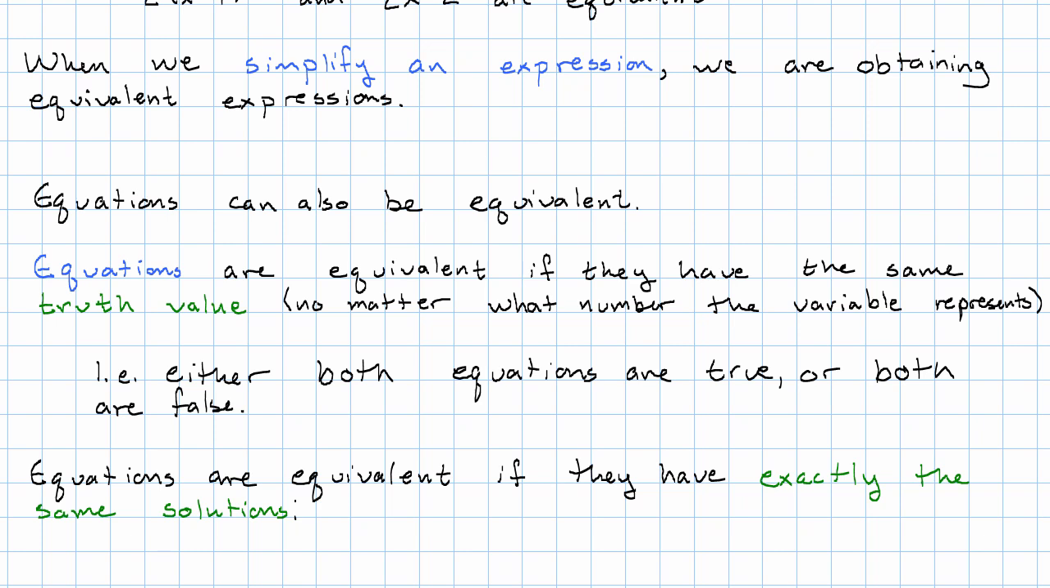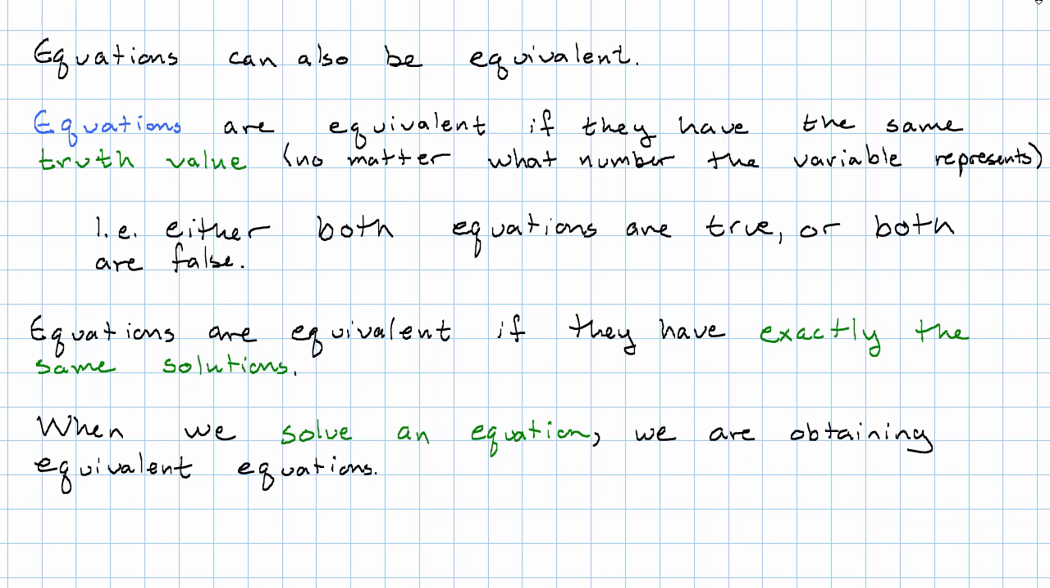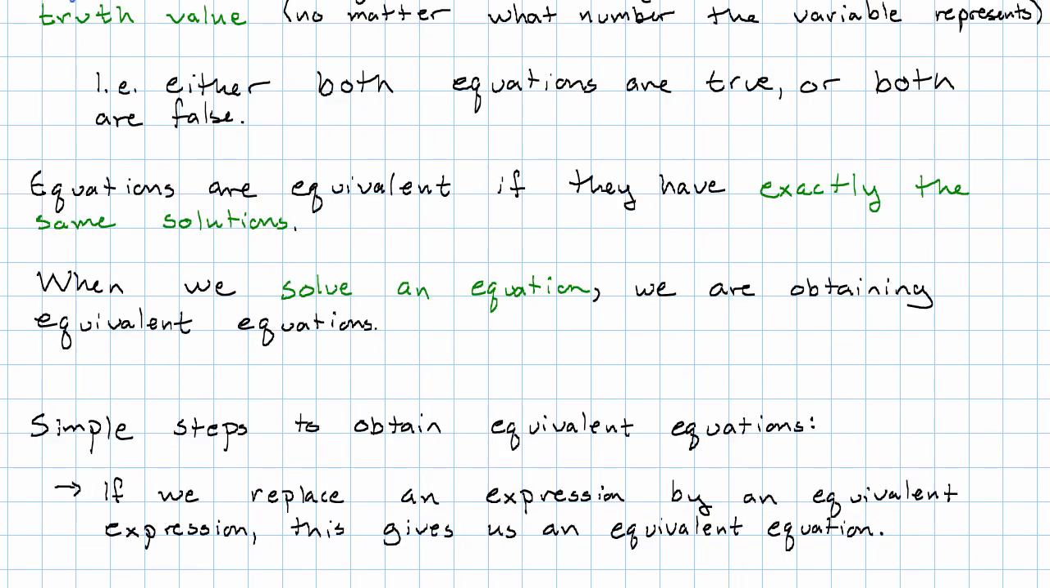Our goal in solving an equation will be to obtain an equivalent equation where it's easy to see what the solutions are. So when we solve an equation, we're performing a series of steps that give us equivalent equations. Now, there are some very simple steps that very obviously give us equivalent equations. If we replace an expression by an expression equivalent to it, this gives us an equivalent equation.